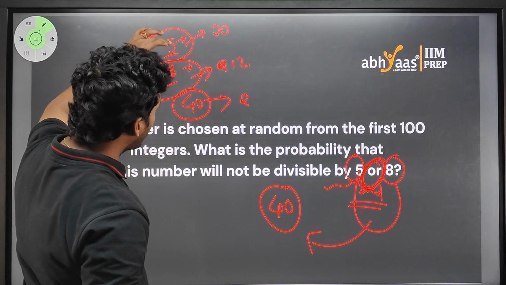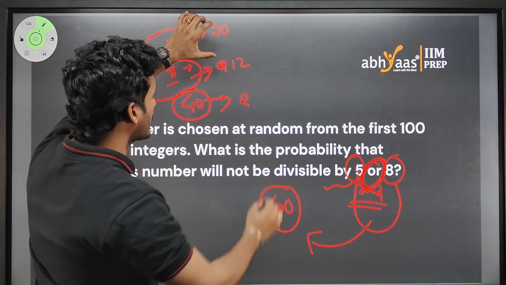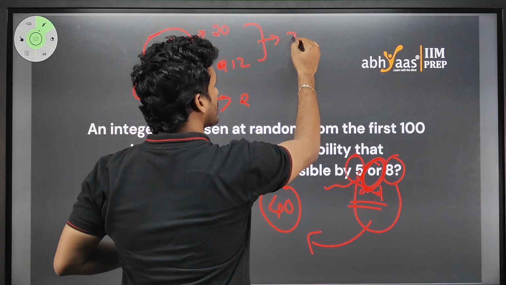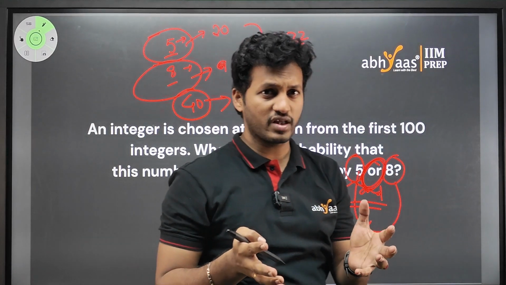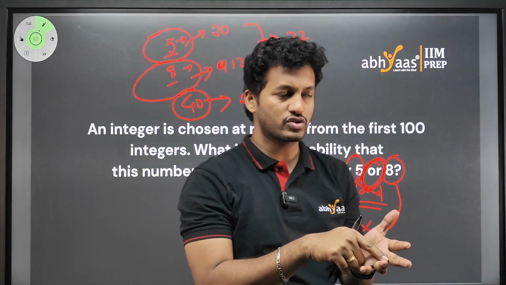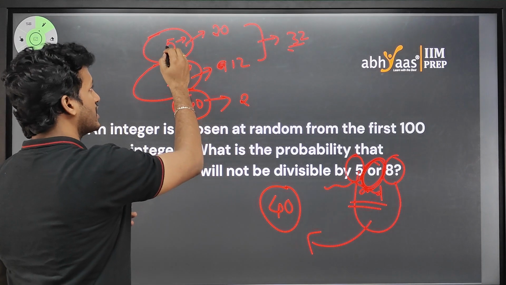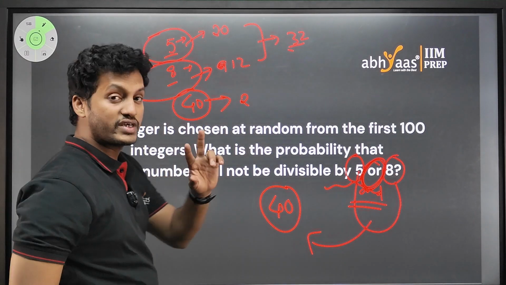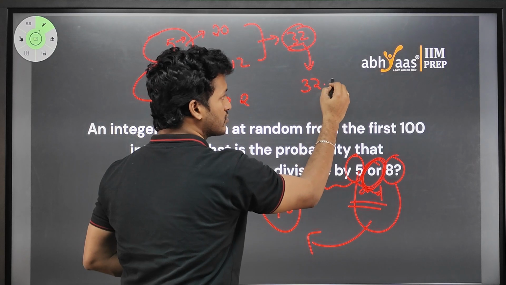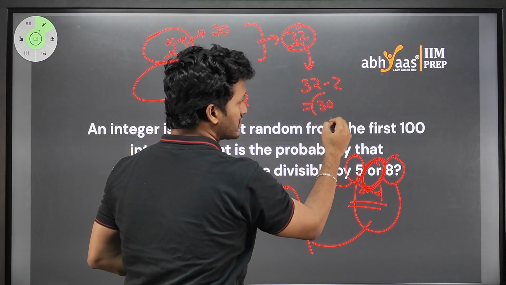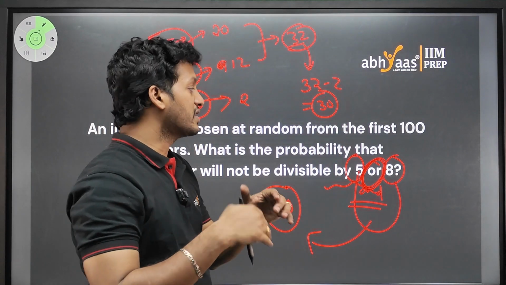So in this 5 or 8, the total is 32 numbers. Do I have numbers divisible by 40, that is 40 and 80, in this count? Yes, I counted those twice, so I will remove them. 32 minus 2 is 30. So 30 numbers are divisible by 5 or 8.